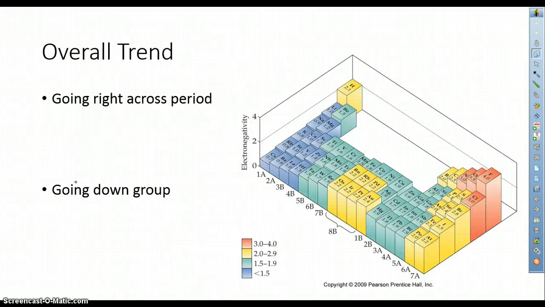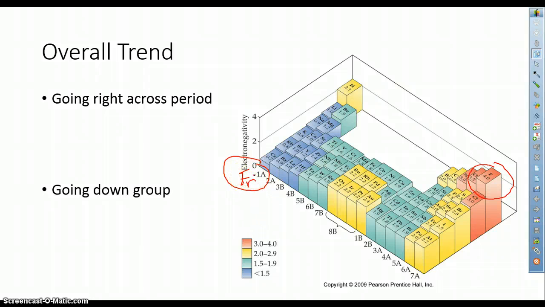Overall trend, the best thing you should know is that as you go from left to right across the period, fluorine is definitely the highest. That's because of several reasons, and I'll discuss this in a minute. Then going down the group, it gets smaller and smaller. So the smallest one isn't listed on here, but it would be francium, which is all the way down here on the bottom.